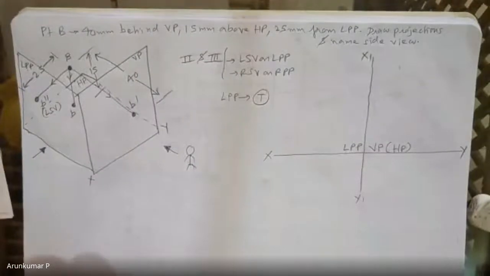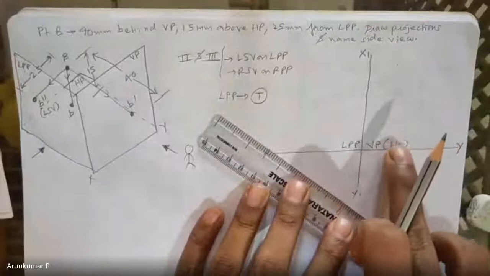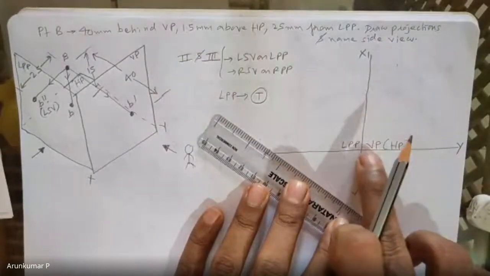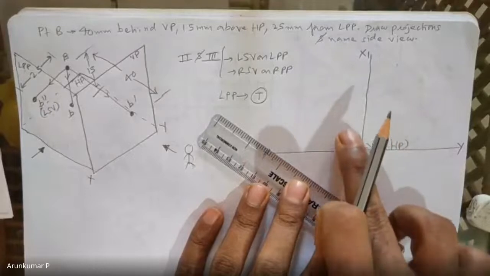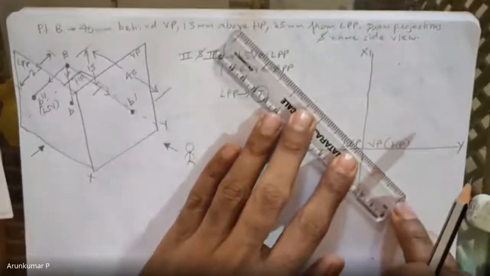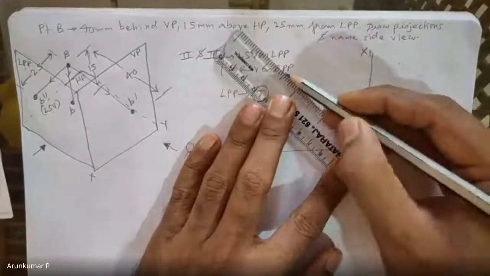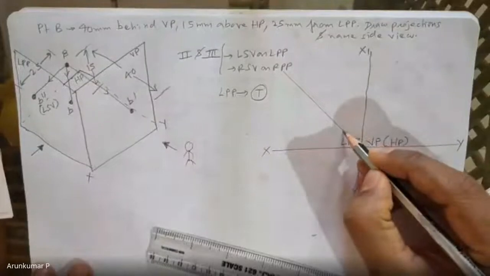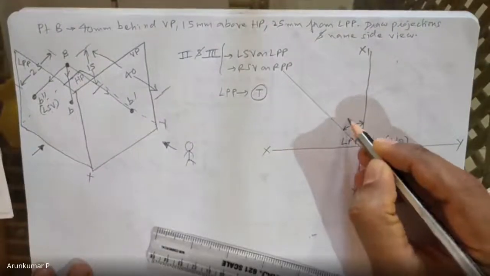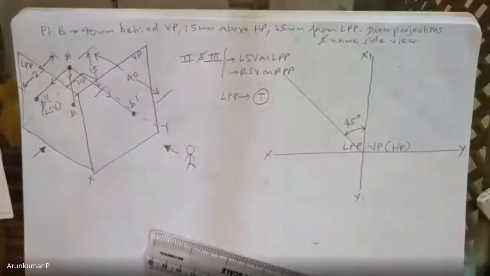Above XY line. Exactly. Above XY line, because HP is above XY line. So the median line always comes beside HP, so the median line also will be above XY line. So it is as good as saying that median line will be in LPP. So this is the median line, 45 degrees.